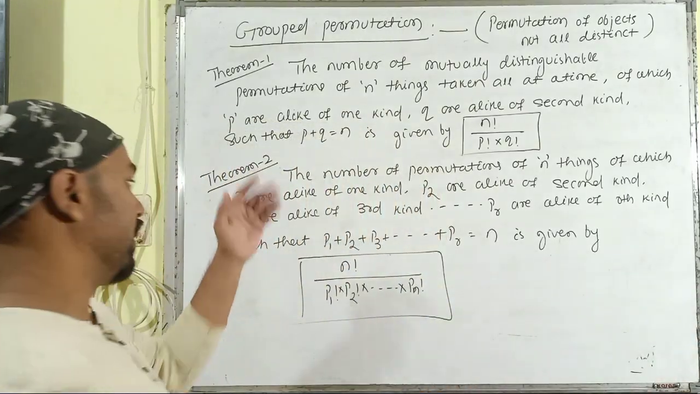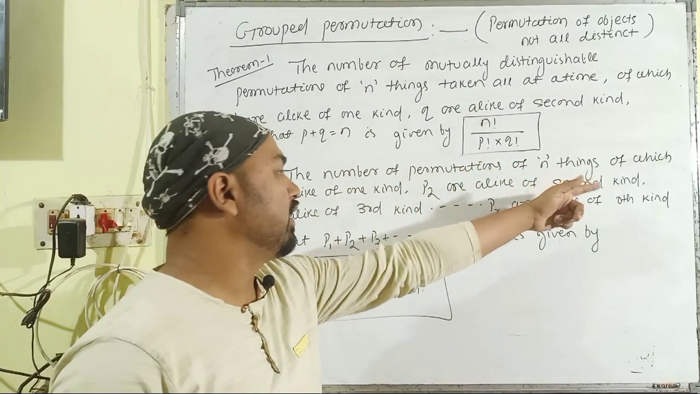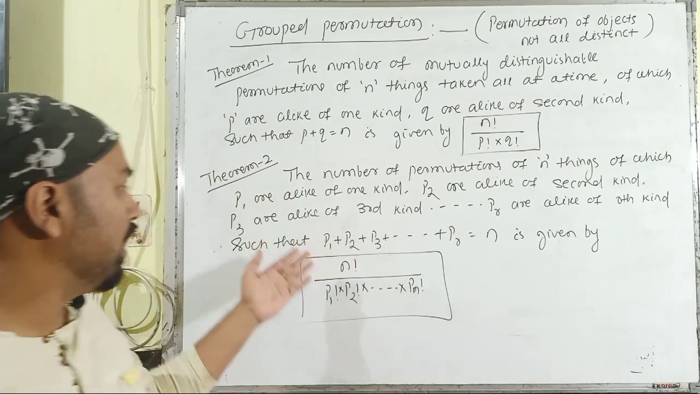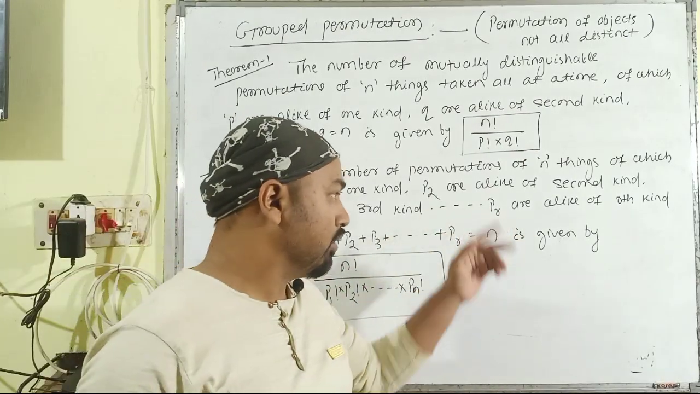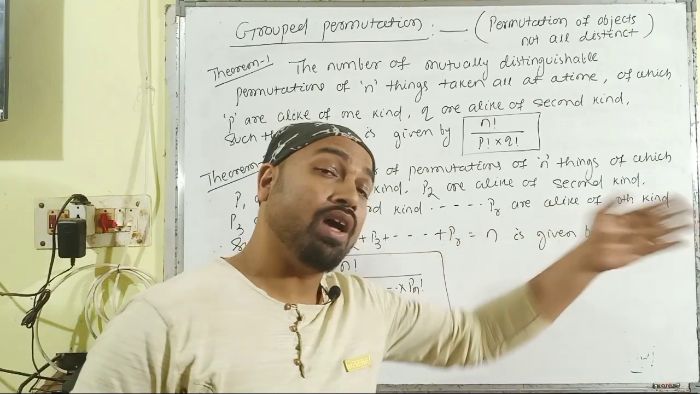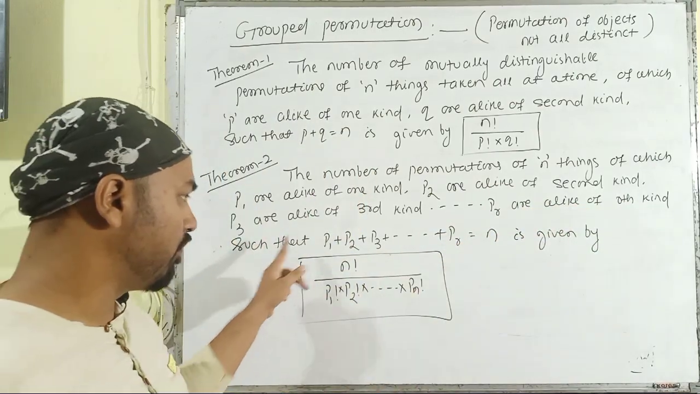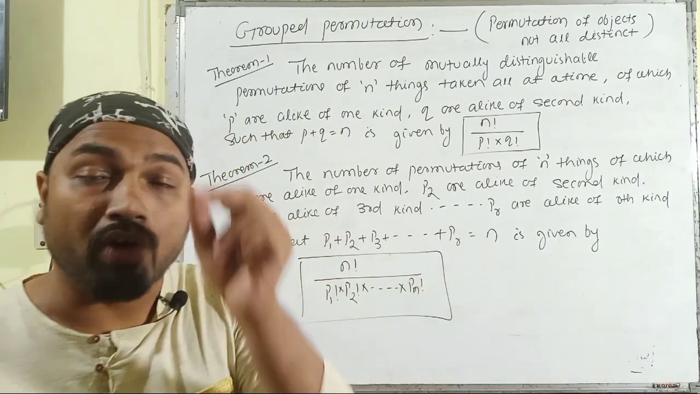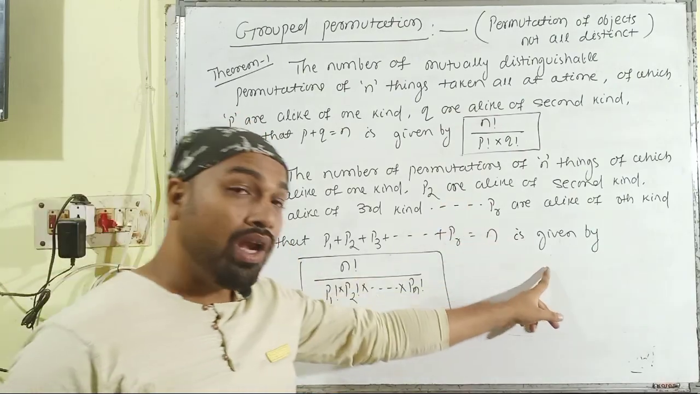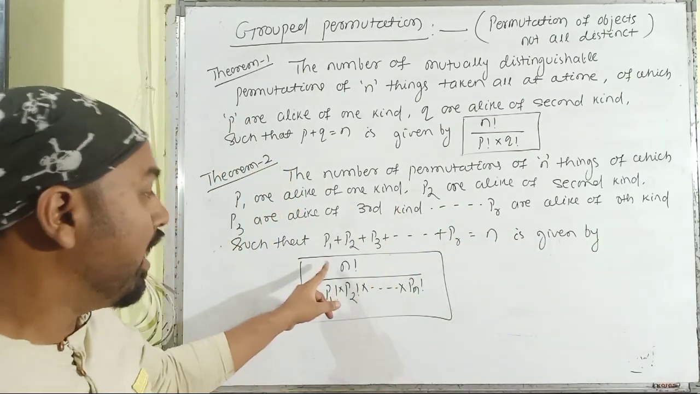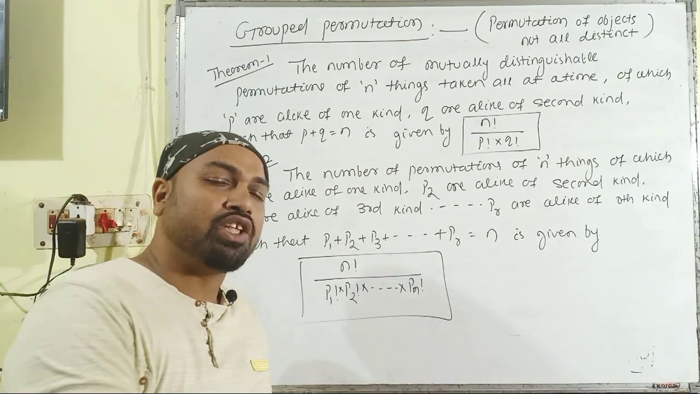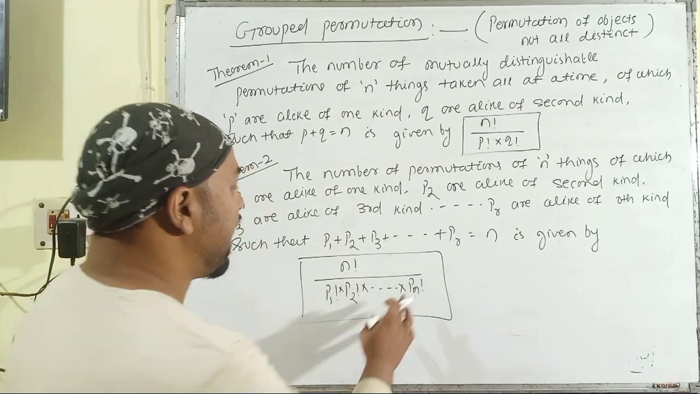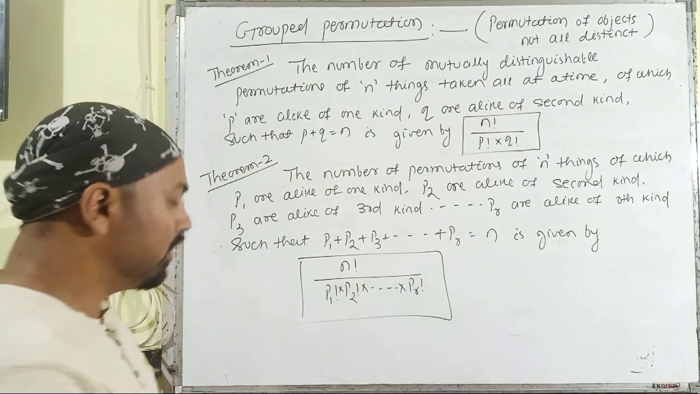Similarly, theorem number 2 tells that the number of permutations of n things, of which P1 are alike of one kind, P2 are alike of a second kind, P3 are alike of a third kind, similarly PR are alike of the rth kind, such that the sum of P1 plus P2 plus P3 up to PR gives us the total number of objects, that means n, is given by n factorial divided by the multiplication of P1 factorial, P2 factorial, up to PR factorial.